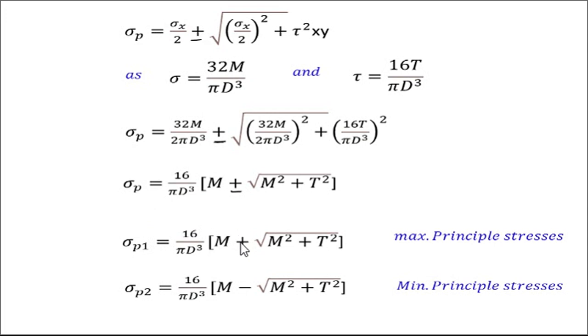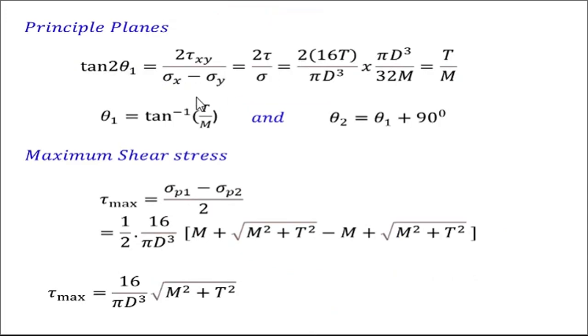For one value you have to take the plus sign, for the other value you can take the minus sign, which gives the maximum principal stress and the other value the minimum principal stress. And the corresponding principal planes can be determined by using tan 2 theta 1 is equal to twice tau xy divided by sigma x minus sigma y. So this relation we have already studied in the earlier topics.